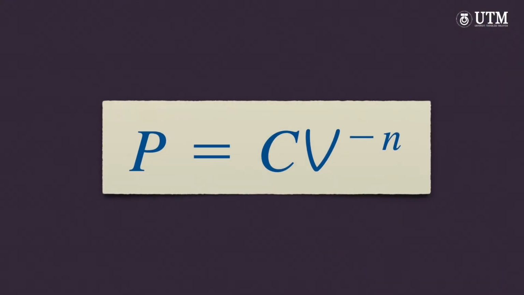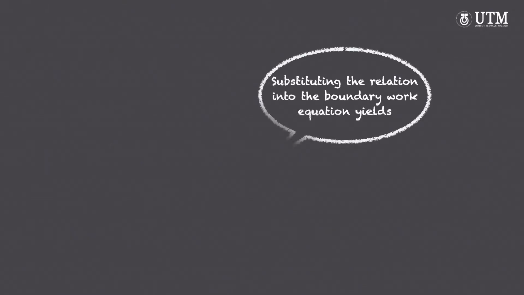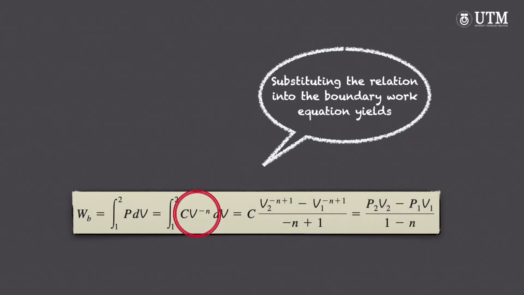A general expression for the work done during a polytropic process can be expressed in pressure terminology. Pressure equals a product of a constant C and total volume to the power of negative n. Substituting the pressure relation for the polytropic process into the boundary work equation yields a given expression.